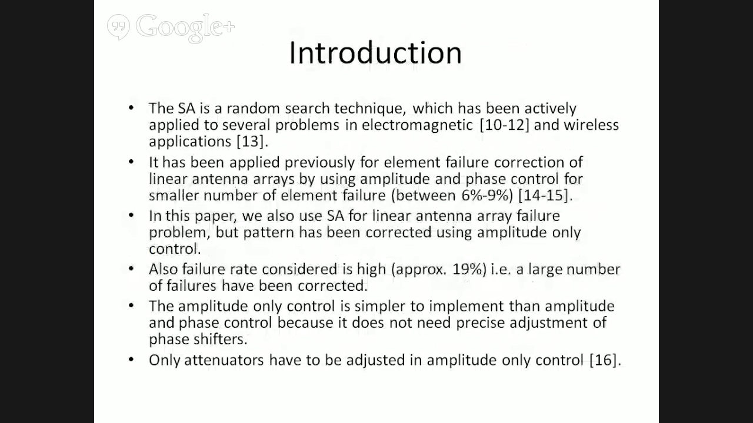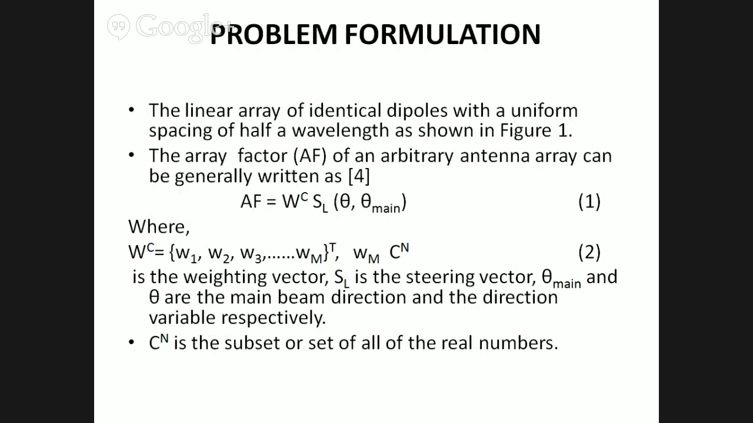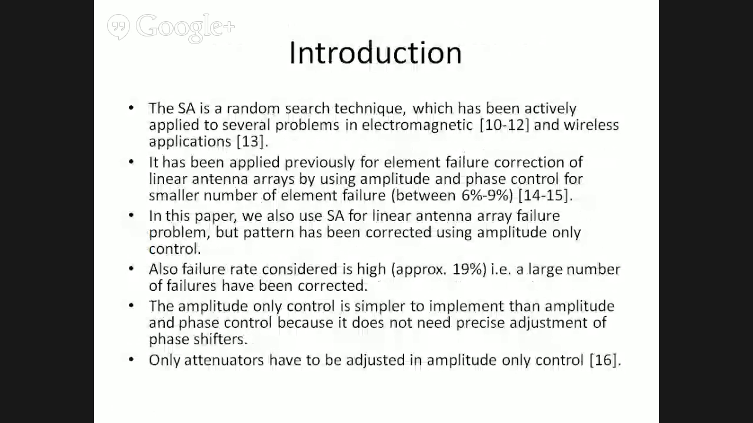SA is a random search technique which has been actively applied to several problems in electromagnetics and wireless applications. Previously, it has also been applied for array failure correction. For 6 to 9% failure has been considered, but we have failed more elements and tried it for the same problem. Plus, we have used amplitude-only control, whereas in the previous work there were both amplitude and phase controls. We have shifted to amplitude-only control because then only attenuators have to be adjusted.